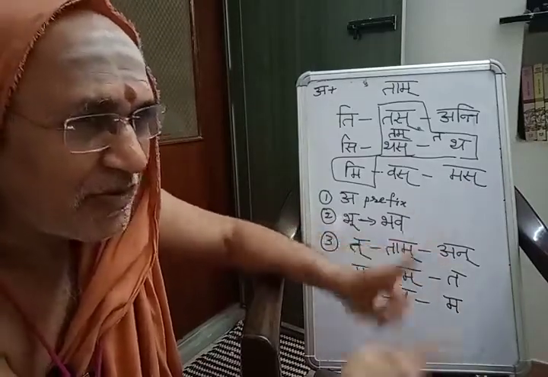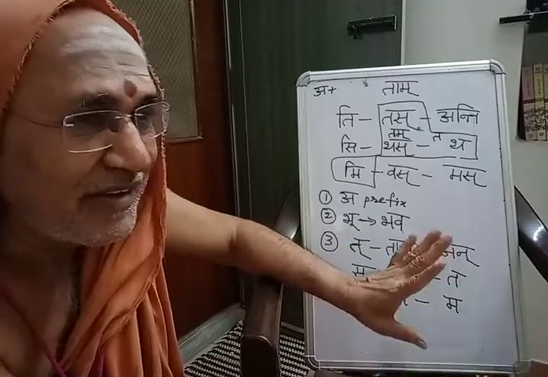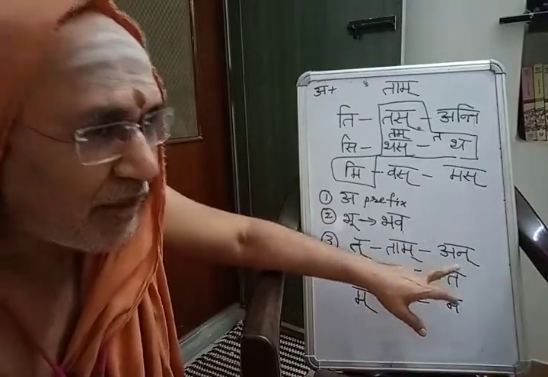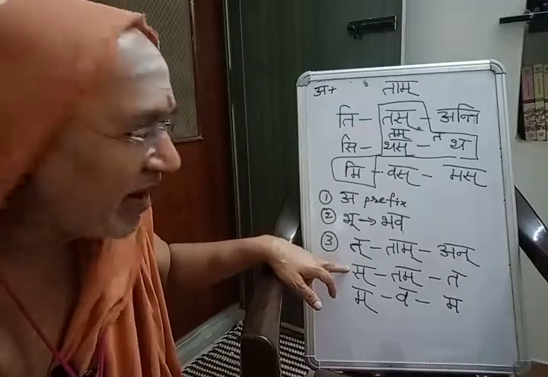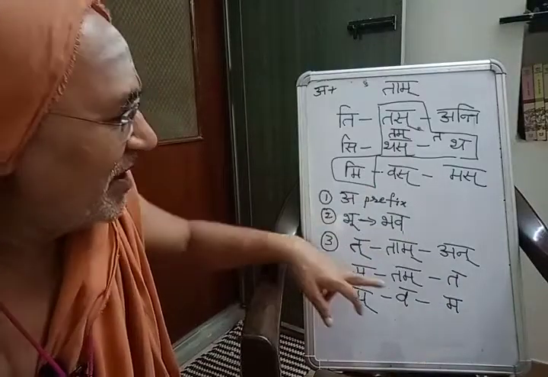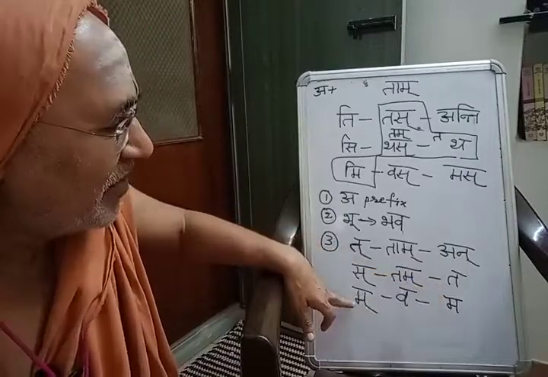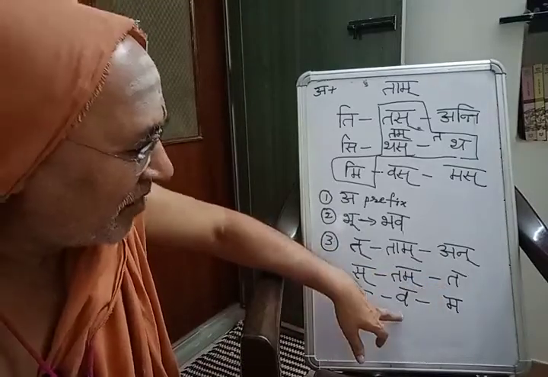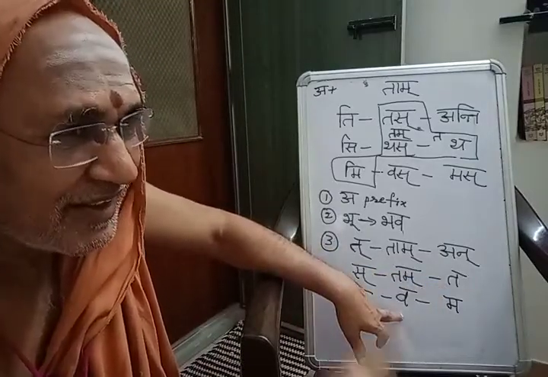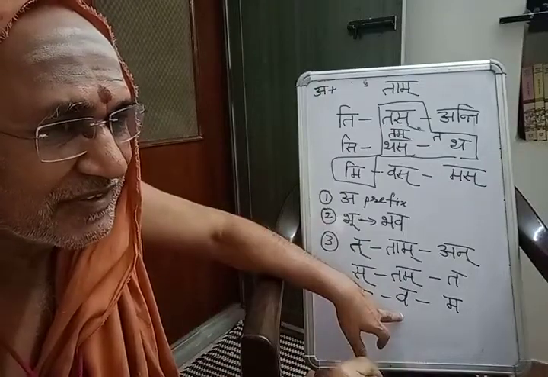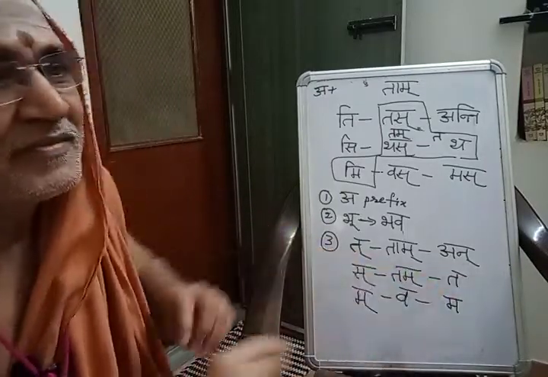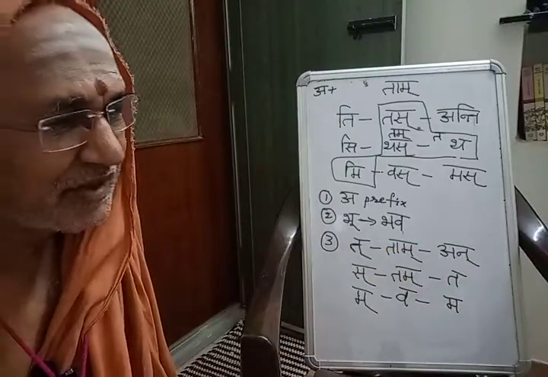Only one a is dropped because it should have been savarna there. Abhavan. It won't become aa, a will be dropped. Abhavaha, sa becomes a visarga. Abhavatam, abhavata, abhavam, abhavava. Va becomes a dirgha, like in present tense. Abhavama.